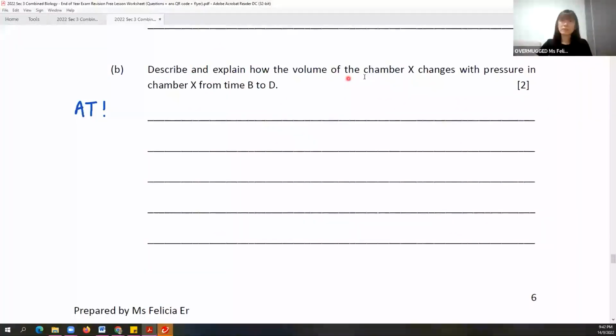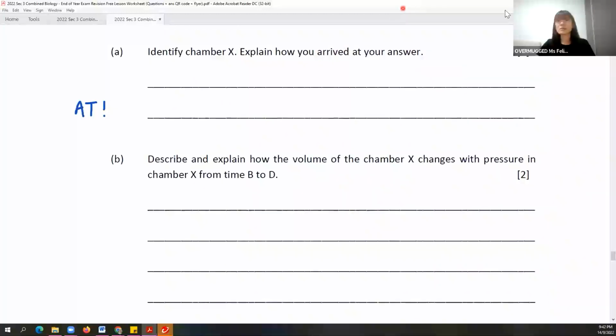Describe and explain how the volume of chamber X changes with pressure from time B to D. This one is just a database question. Because it's the describe part, remember, describe, you always tell me the graph's increase or decrease. And whenever it's a graph question, what's the skill that you need for database questions? Anyone? Just now I went through already. Yes, you must always state the value. Make sure you quote the numbers that you see in your graph in your answer.